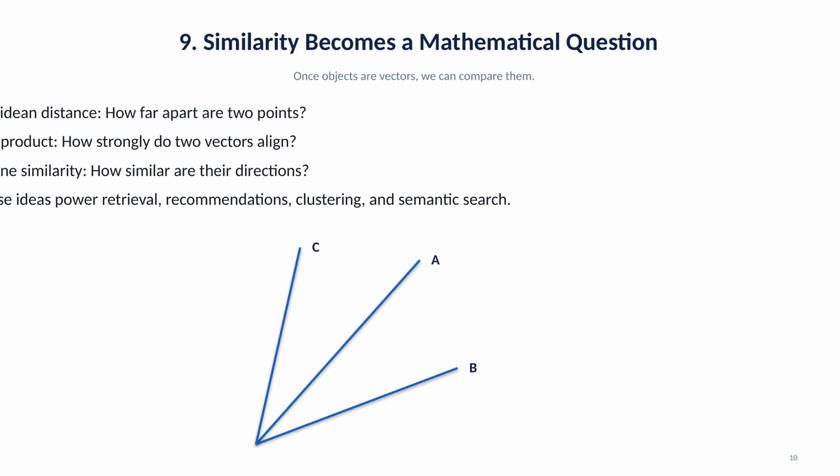Now that objects live as vectors, similarity becomes measurable. Euclidean distance asks how far apart 2 points are. The dot product measures how strongly 2 vectors point the same way. Cosine similarity compares their directions while ignoring length. Those numerical comparisons power retrieval, recommendations, clustering, and semantic search.